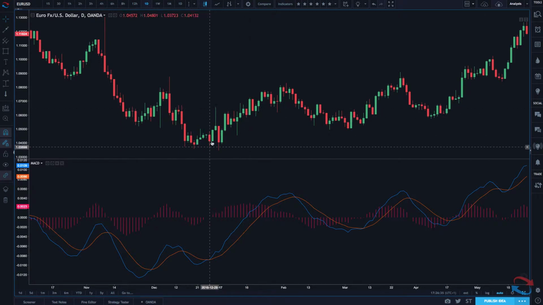And as you can see, you saw some bullish engulfing candles here, and prices did go to the upside.